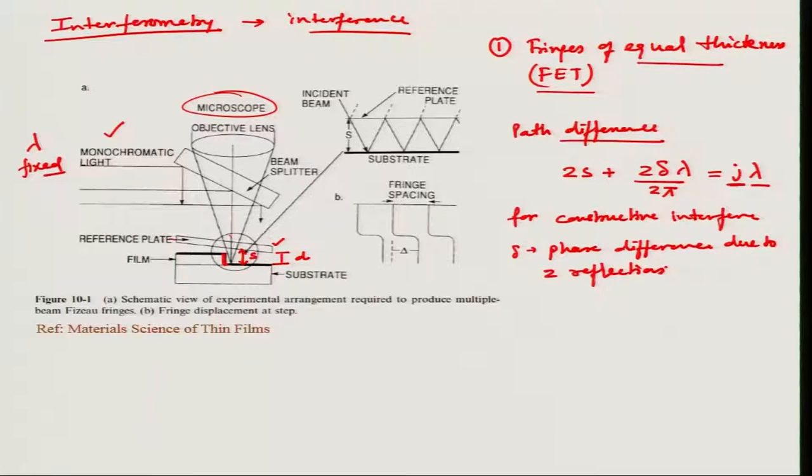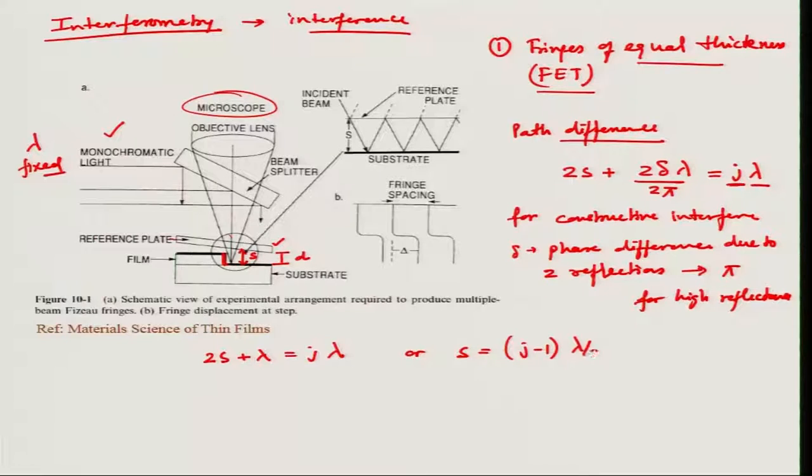And every reflection also changes the phase of the light. Because these lights are nothing but electromagnetic waves, and we are discussing the phase difference in the electric field, or you can also discuss the phase difference between the magnetic fields. This can be taken as pi for high reflectance. Highly reflective surfaces will have a phase difference of pi, 180 degrees. If we take this as pi, then this equation becomes 2S plus lambda equals j lambda, or S equals (j minus 1) lambda by 2. So this is how the separation between these two surfaces is set for constructive interference.